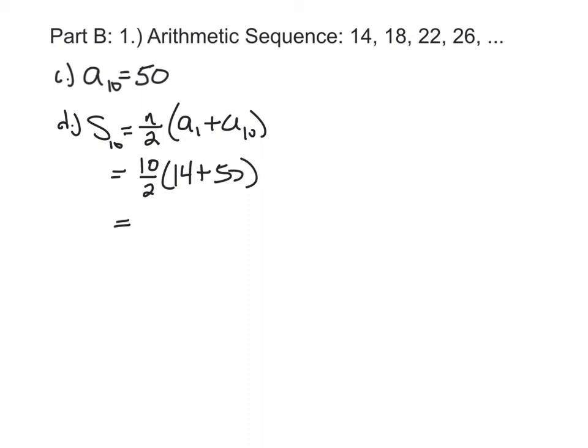So now it's just a matter of using the calculator. 10 divided by 2 is 5. 14 plus 50 is 64. And when we multiply those two together, that's how we get the 320.